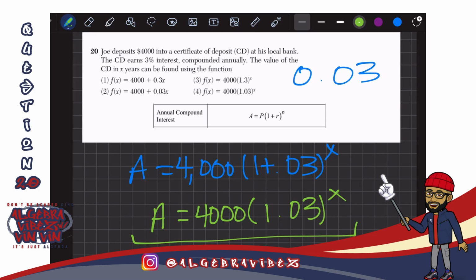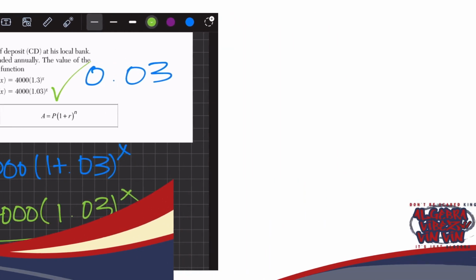So we're going to take a look up here and see which one looks like that. And we're going to go ahead. It is going to be choice 4. There you go. Perfect. Use the formula. Don't stray away from the formula, and you're good to go.